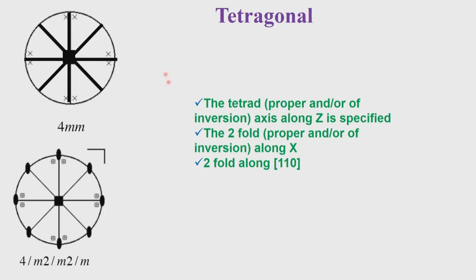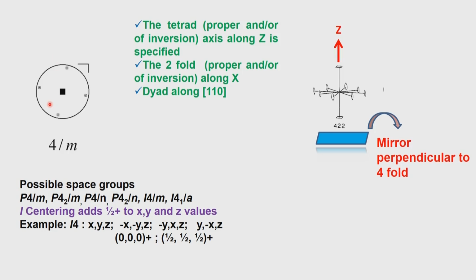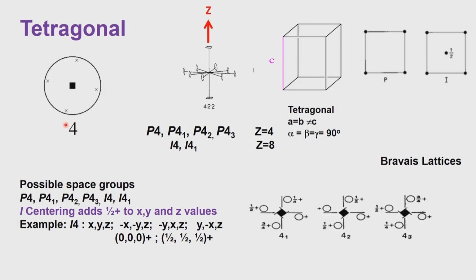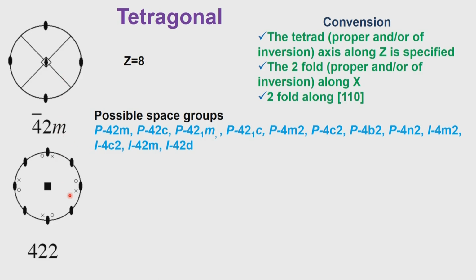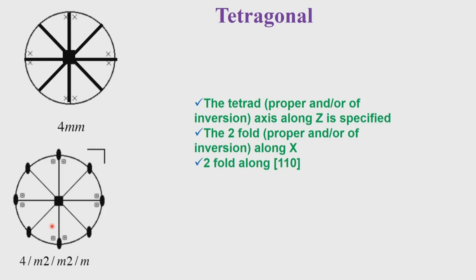Tetragonal still continues to have different kinds of symmetry combinations, because we have not discussed the proper and improper axes associated with it. This is the one I mentioned earlier, 4 by m, 2 by m, 2 by m. It can also be written as 4 by m, m, m, and that is the maximum symmetry we can have in a tetragonal system. So there are 6 possible tetragonal point groups: 4, 4 by m, 4 bar 2 m, 4 2 2, 4 mm and 4 by m, 2 by m, 2 by m.